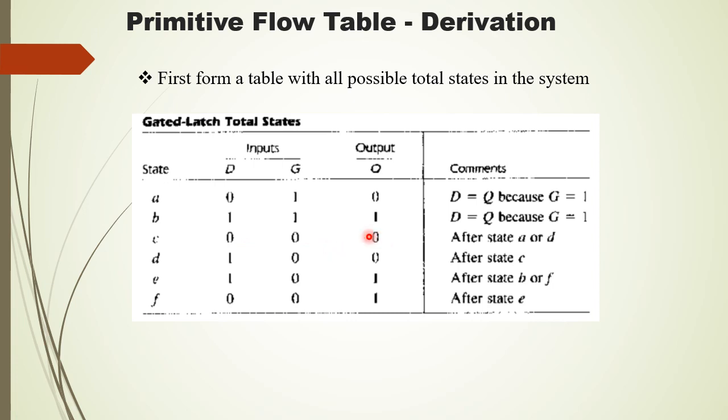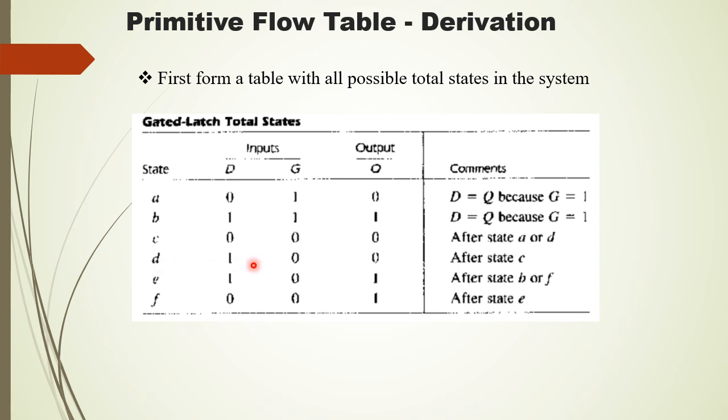So after this, C can happen, and in that situation, the output will still be 0. Or after this 0 1 input, we can make a change from G 1 to 0. So state C can happen after a 0 1 input or a 1 0 input. That is why it is written as after state A or D, the explanation says. Now we have stated this new state 0 0 with 0 as C and 1 0 as state D.